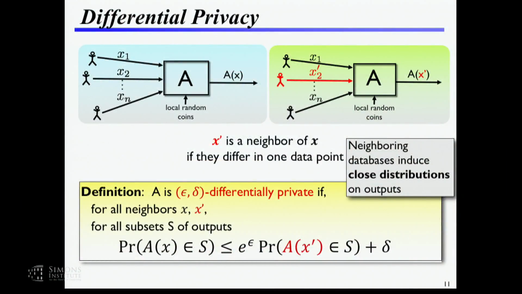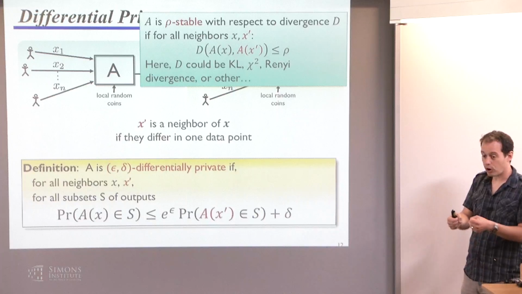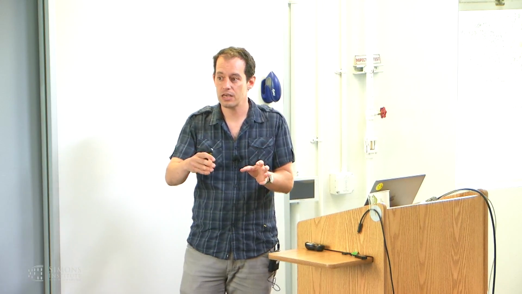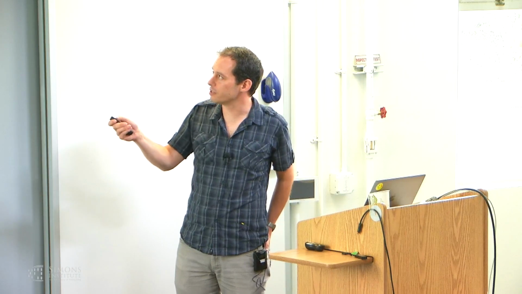So this is the definition we're going to work with. But the right way to think about it in the context of this tutorial is as a special case of a very general notion of algorithmic stability. Given some way of measuring how different two probability distributions are, we can say that an algorithm is stable with respect to that divergence if for all data sets, when I change one entry of the data set, the change in the induced distributions on outputs is at most this parameter rho. So A is rho-stable with respect to a particular measure of change if the distance between these two distributions is at most rho.